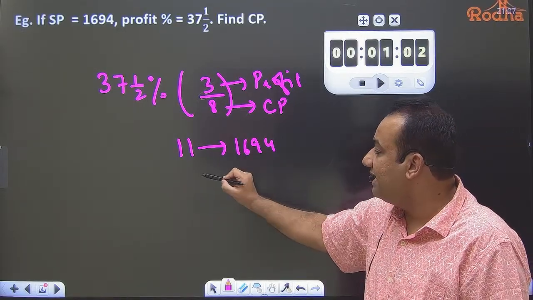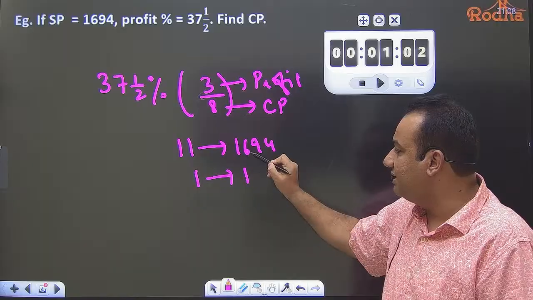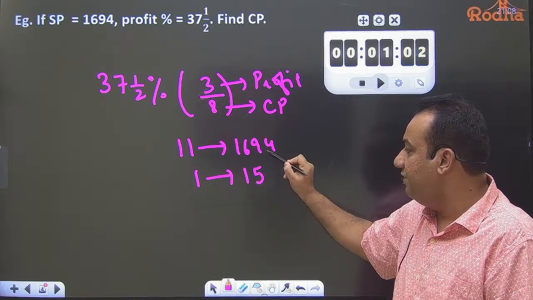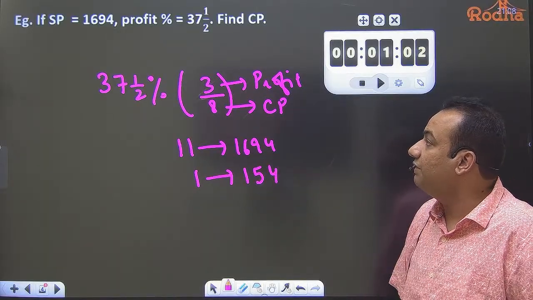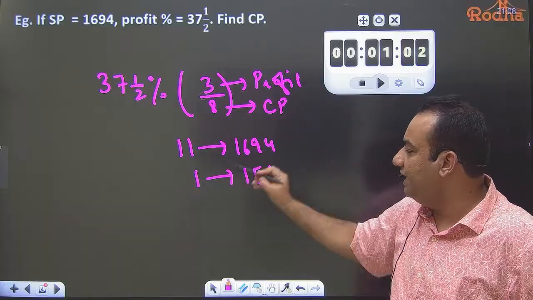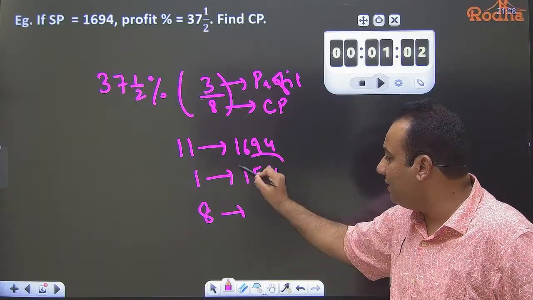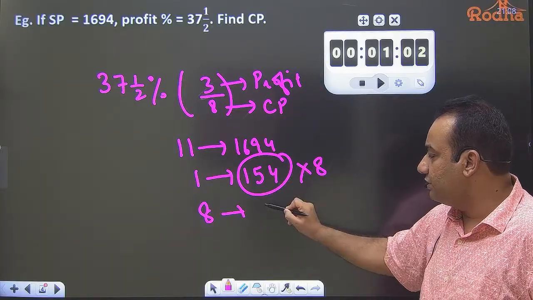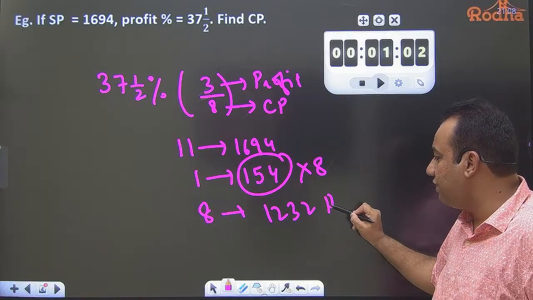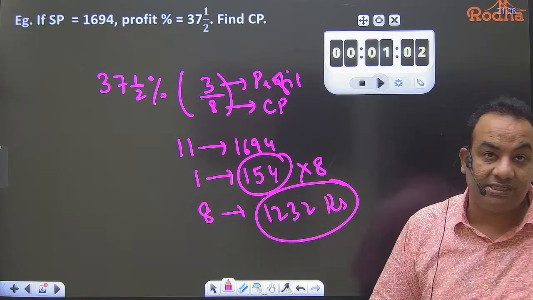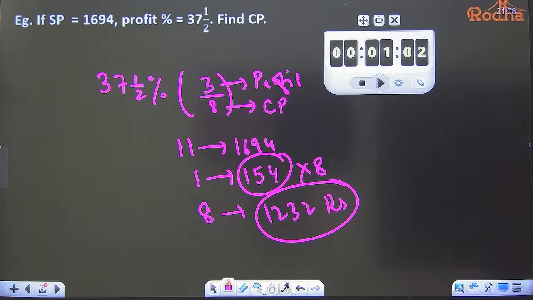So from here I can calculate the value of 1 unit: 1694 divided by 11 is 154. So the value of 1 unit is 154. You have to find CP. CP is 8 units, so the value of 8 units is this value multiplied by 8. So this is 1232. Please all of you check this. This is the value of cost price.